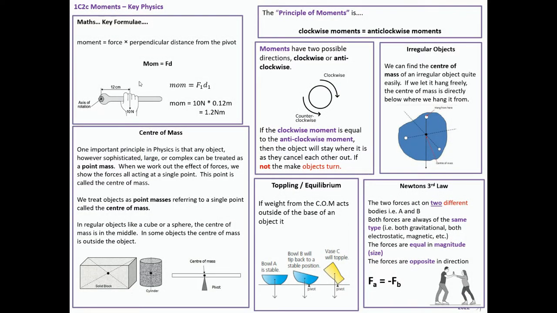So this is 1C section 2C for moments. So it's an iGCSE quick summary page. So what have we got in this unit? Well, there is a key formula.